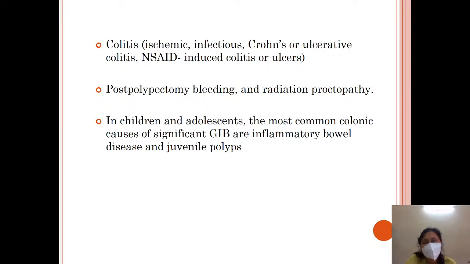Colitis, like it can be due to ischemic or infectious or Crohn's disease or ulcerative colitis, NSAID induced colitis or ulcers. And we can see colonic bleeding in post-polypectomy bleeding and radiation proctopathy. And in children and adolescents, the most common colonic causes of significant GI bleeding are inflammatory bowel disease and juvenile polyps.